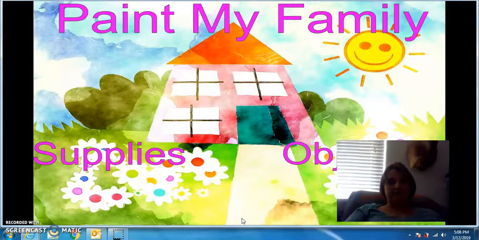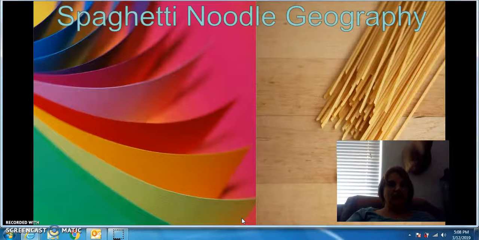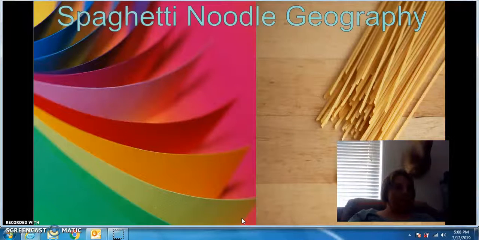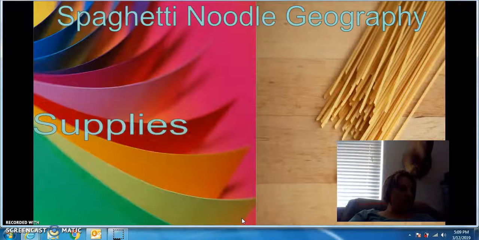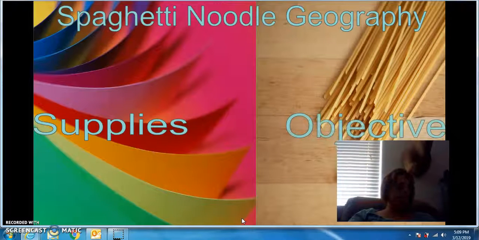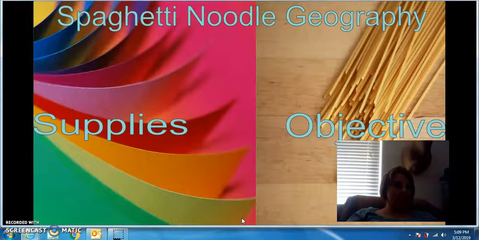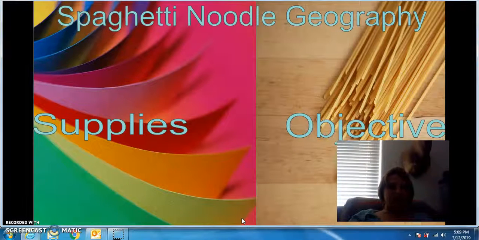Okay, the sixth activity is called Spaghetti Noodle Geography. After they discuss with their families and decide where a majority of their family is from, then they will be given a picture of that state. They will then be given their supplies and asked to use the spaghetti noodles and a piece of construction paper, and they will try to make the state with that piece of spaghetti noodle by gluing this piece of spaghetti onto the construction paper in the shape of their state.